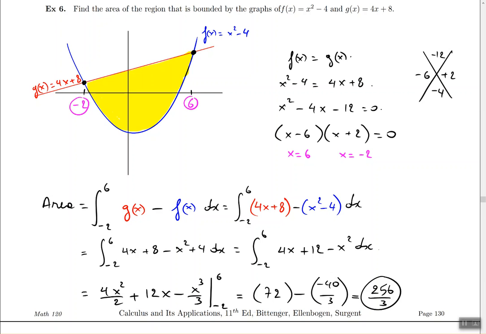That's basically the area that we have highlighted in yellow. So I think it's very straightforward, don't you think?